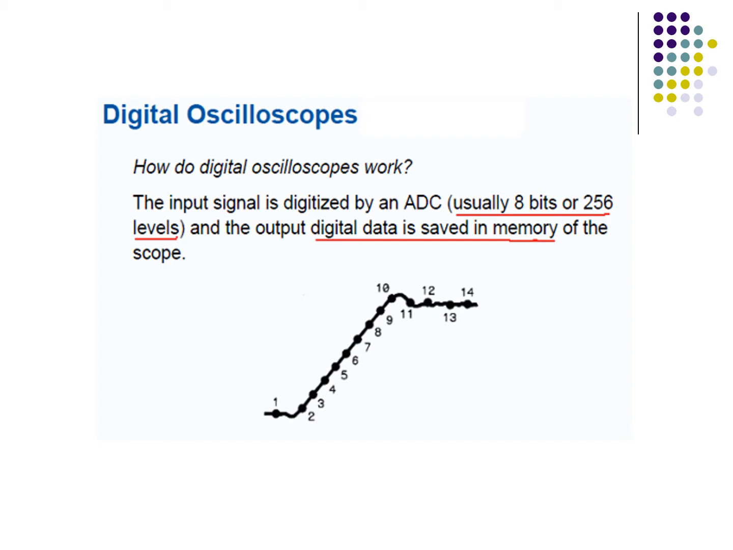As we mentioned, it takes samples from the analog signal. So if this is the analog signal, the digital oscilloscope takes samples. For example, this is one sample, then this is second, third, fourth, and converts these samples into digital values and then stores them in memory. So you can use 8 bits for storing. 8 bits means that you can have 256 levels of the signal.